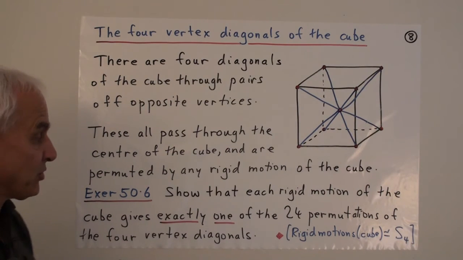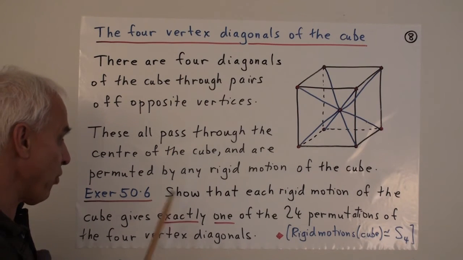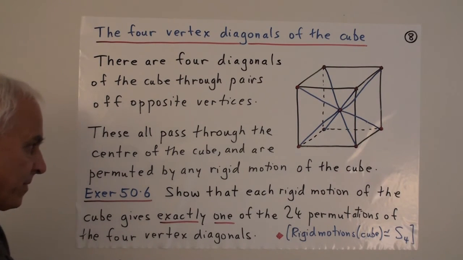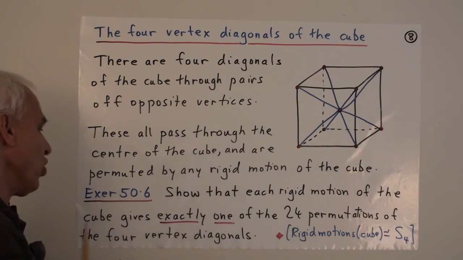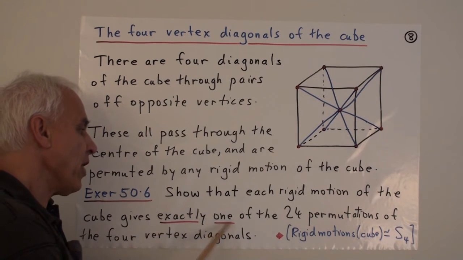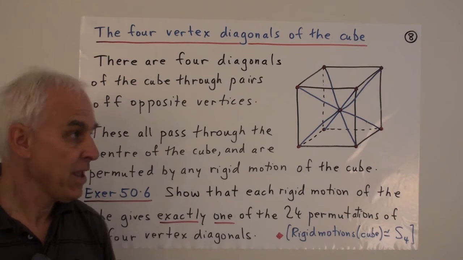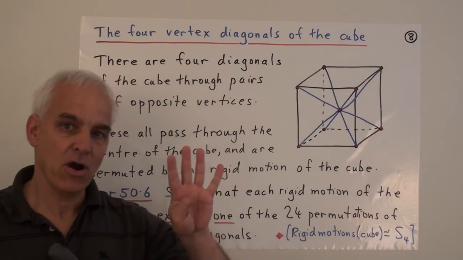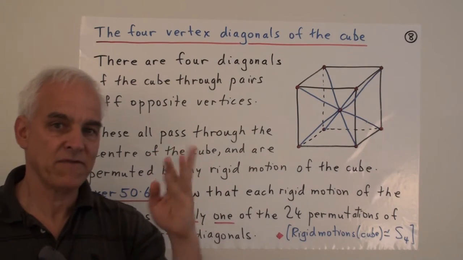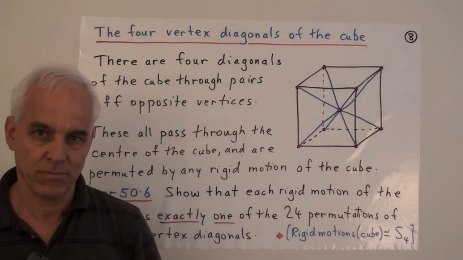Okay, now we come to an interesting exercise for you, rather important one, that each rigid motion of the cube gives exactly one of the 24 permutations of the four vertex diagonals. If we have four objects, then there are 4 factorial, or 24 different ways of rearranging them.